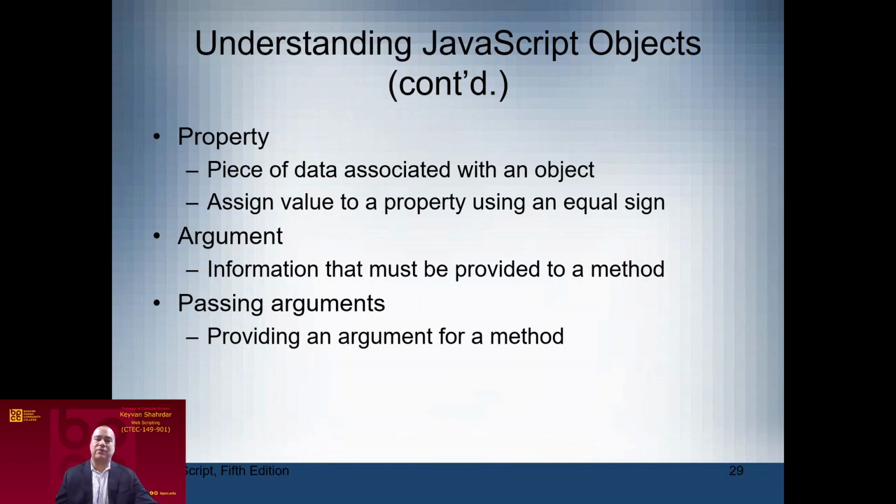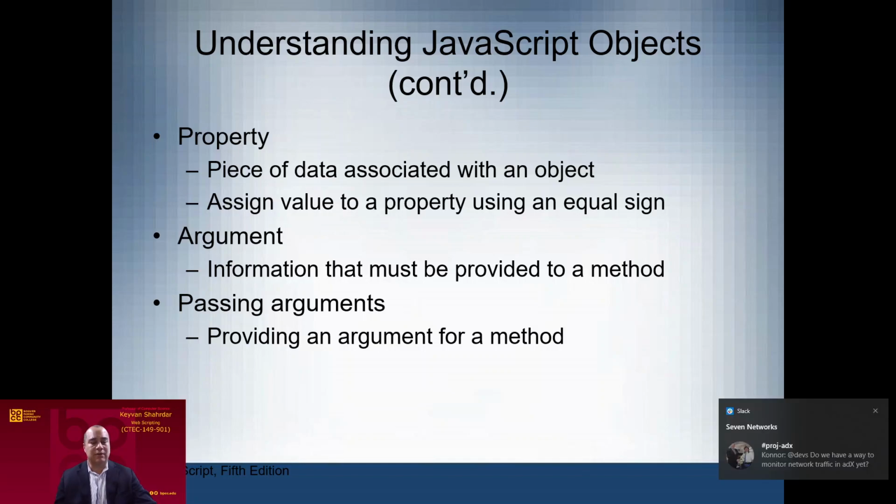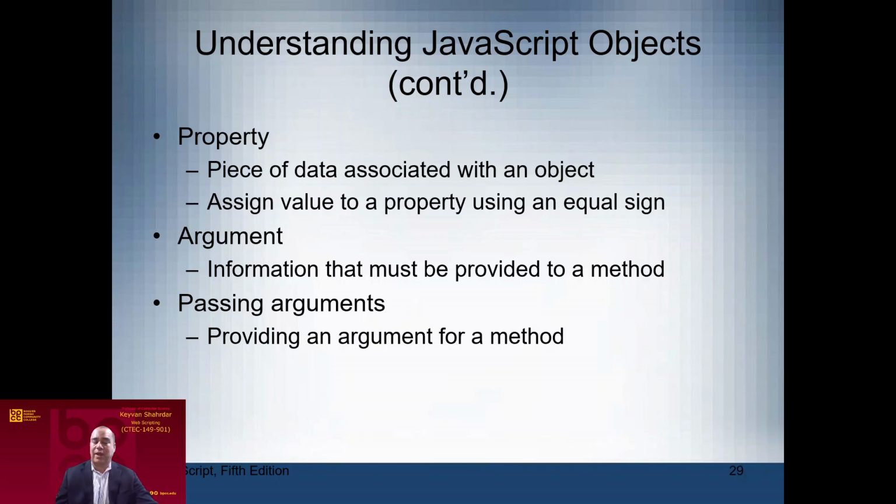Then you have a property, which is a piece of data associated with an object, and you assign a value to a property using an equal sign. You have arguments. It's information that must be provided to a method. So we'll talk about a method. And then you have passing arguments, providing an argument for a method as well.